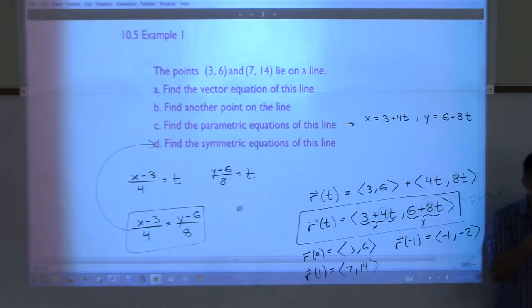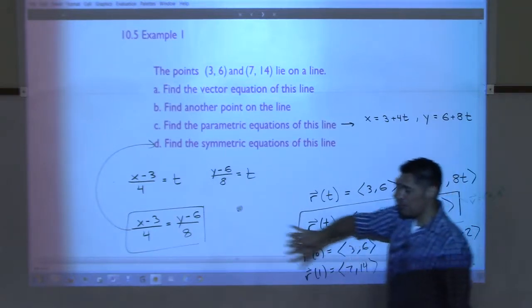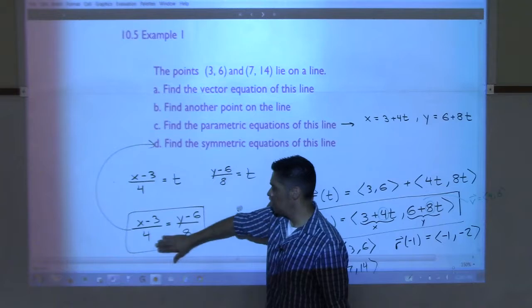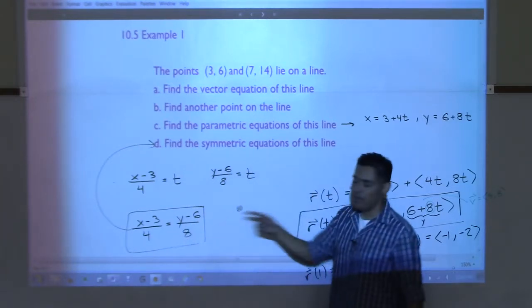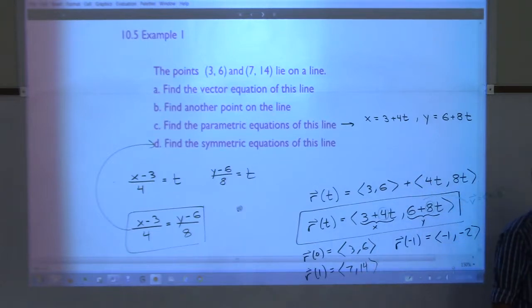What I'm getting at is if somebody gives you the symmetric equations of a line, you can already tell me what a direction vector is, can't you? The 4, 8 is just going to be the two bottom numbers.